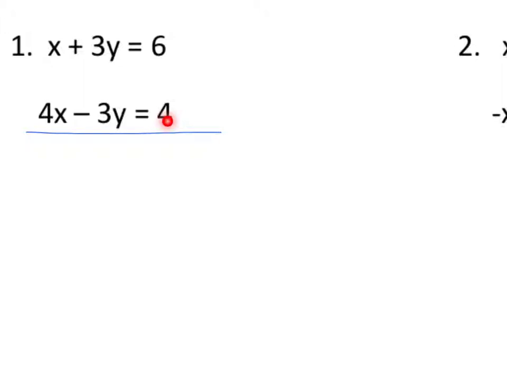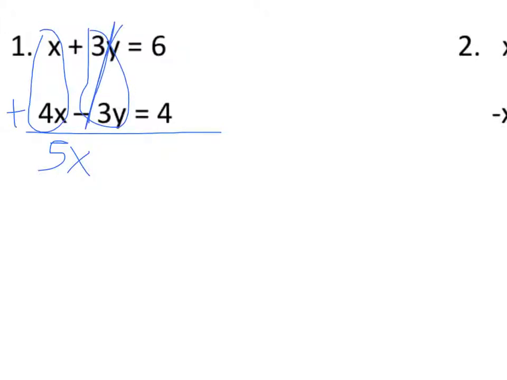Now the one thing that I look here, the y's, these are already opposites of each other. That's what I want. So that's my goal. Since they're opposites of each other, I'm going to put a big plus sign. I'm going to add these equations together. Now if I add this, x plus 4x is 5x. And then if I add 3y and negative 3y, that's 0. It goes away. I eliminate it. That's what I want. Then I'm going to put equals, and then when I add the 6 and the 4, 6 plus 4 is 10.